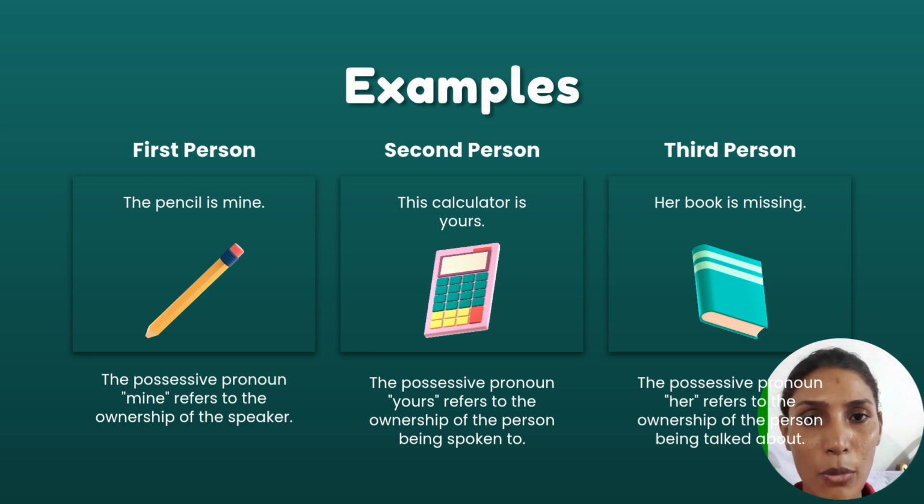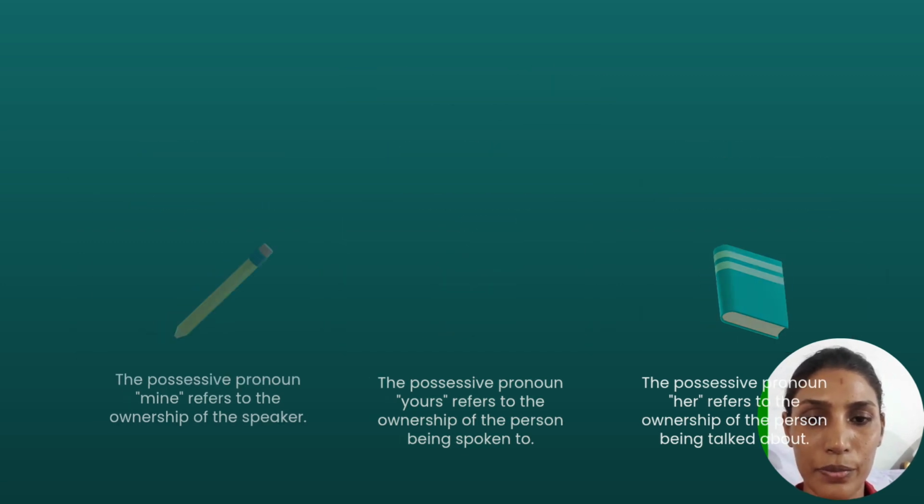And the third person: her book is missing. The possessive pronoun her refers to the ownership of the person being talked about. It means not the second and not the first, that is, you are talking about someone other than the two, that is the third person. It also highlights possession, but not first, and not second, but the third.